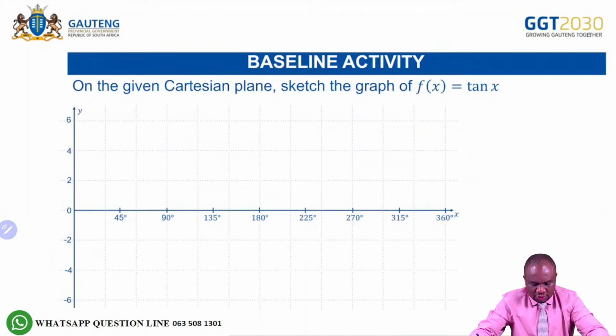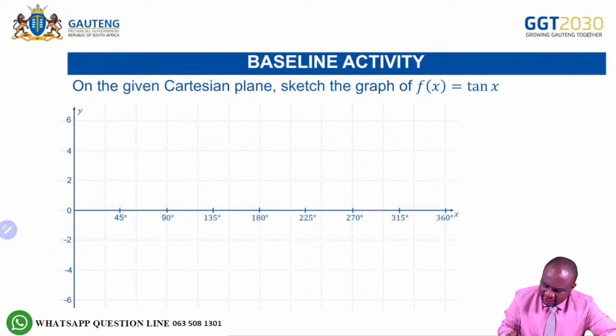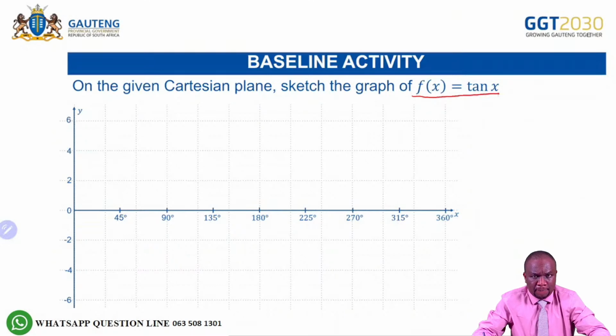I want us to draw the graph of f(x) = tan x. I don't want you to use a calculator here. I want you to remember the critical points. We talked about this in our lesson. When you come to the tangent graph, what are the critical points? You must know those points.